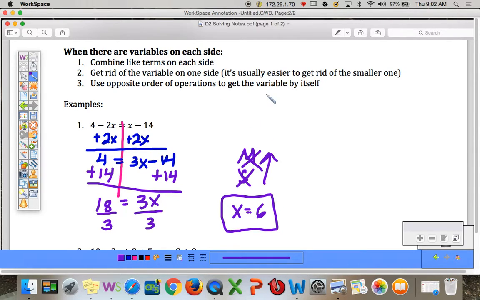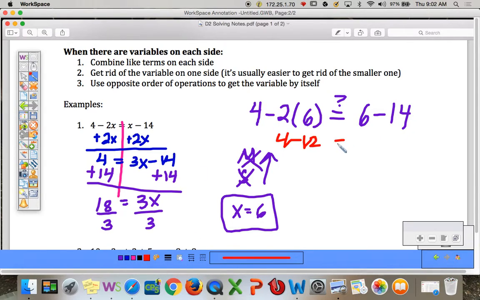To check our answer, we can plug in 4 minus 2 times 6. You want to see, does that equal 6 minus 14? Well, we have 4 minus 12. Does that equal 6 minus 14? 4 minus 12 is negative 8, and 6 minus 14 is negative 8. So you can check your answer by plugging in and making sure both sides are equal.